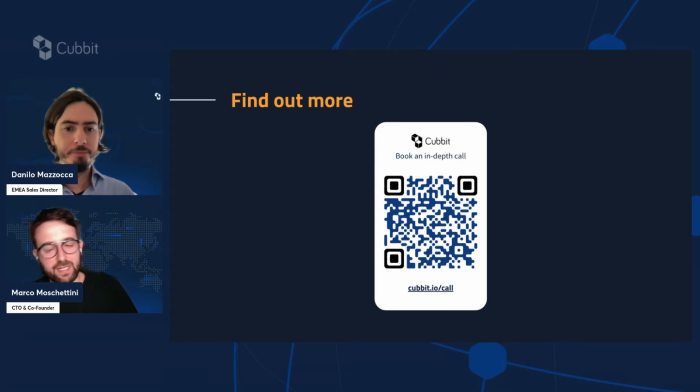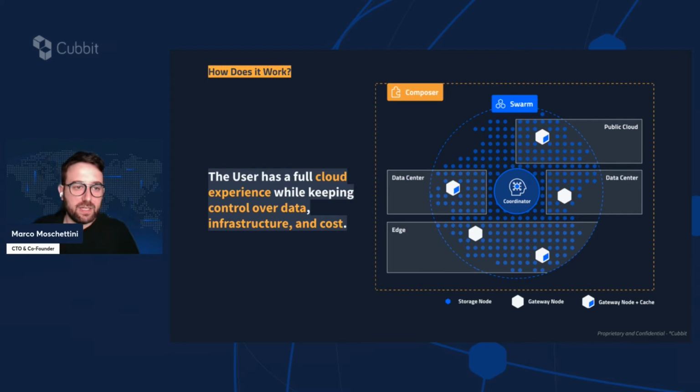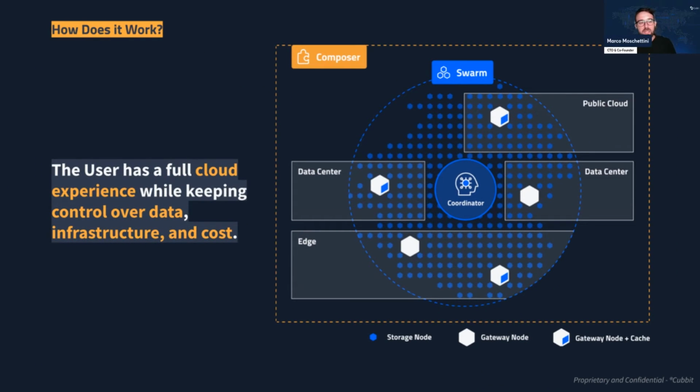Okay, so let's have a deep dive on what the DS3 Composer is, how it works, and how you can use it to start your own cloud provider. So, how does it work? Cubbit DS3 Composer is just an interface to our Cubbit DS3 ecosystem. You can view it as an interface to our coordinator, which is the entity that is managing and controlling all the distributed infrastructure.